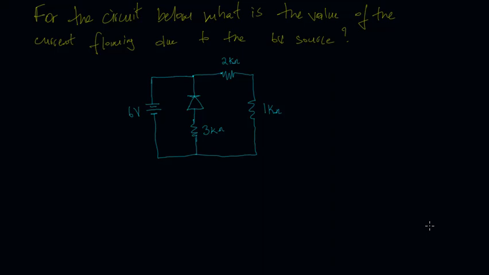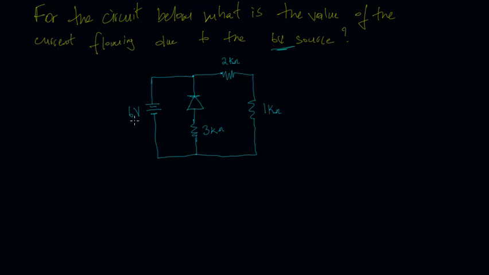Okay, so the question says, for the circuit below, what is the value of the current flowing due to the 6-volt source? So, in order for us to solve this problem, there are a few things that we have to look at. The first thing we have to look at is the type of components that we have in the circuit. So the question mentioned a 6-volt source.